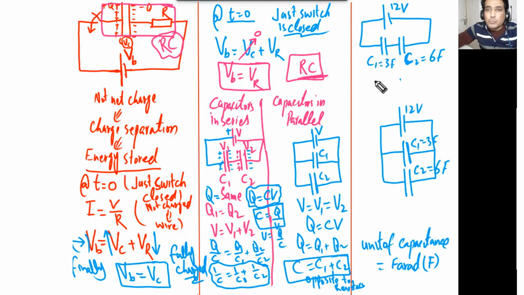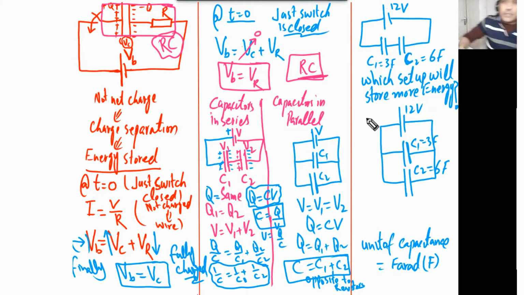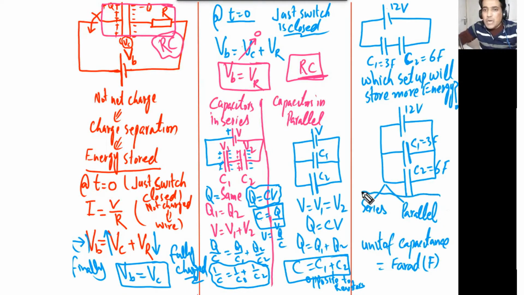Now, which setup will store more energy? Is it when you connect your capacitors in series or when you connect your capacitors in parallel? So you have two options. One is series. If you want more energy to be stored on your capacitors, how will you connect them? It has to be in series or it has to be in parallel.